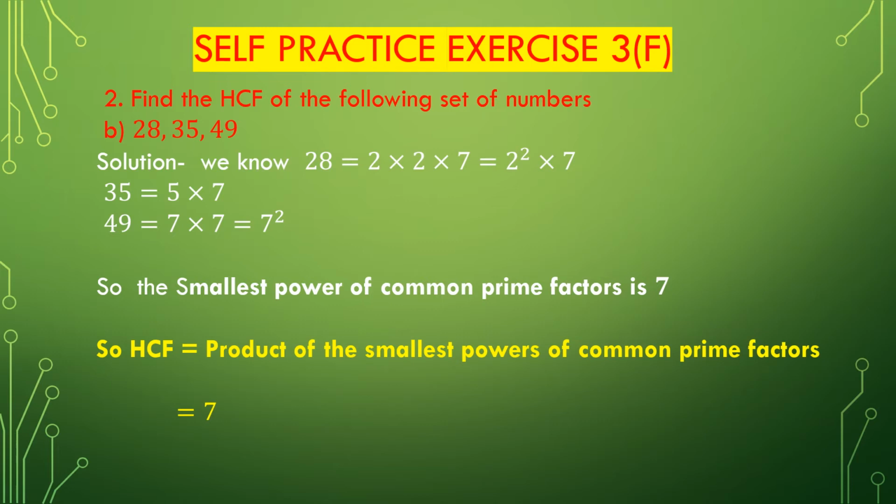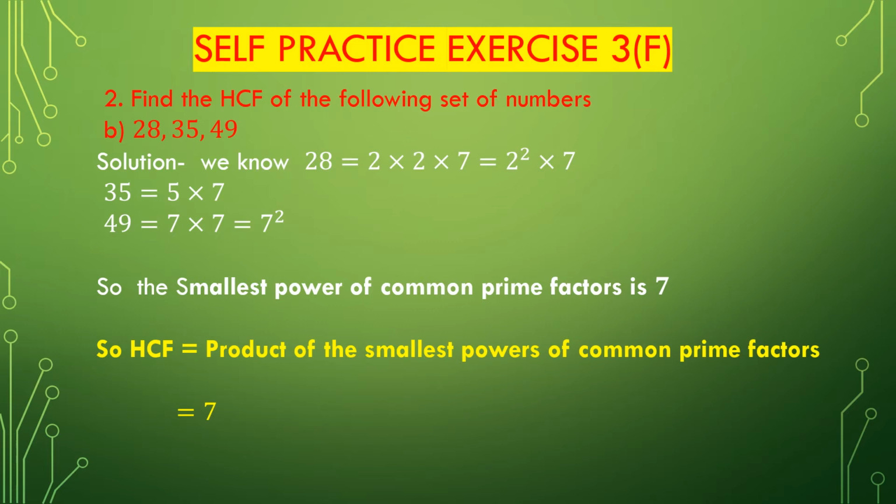Now solve question number 2, bit B. 28, 35, 49. These are the numbers given. These three numbers are given and we have to find the highest common factor, that is HCF, of these three numbers. First we have to find the prime factorization of these three numbers.